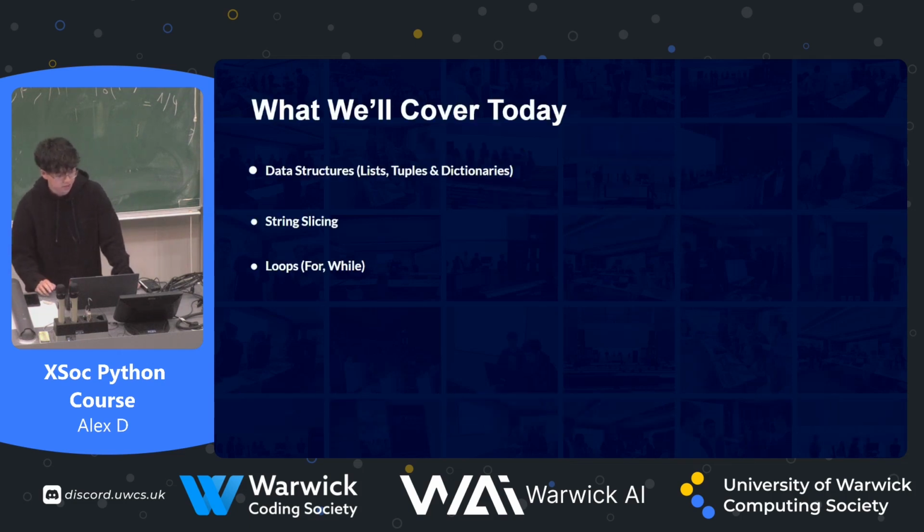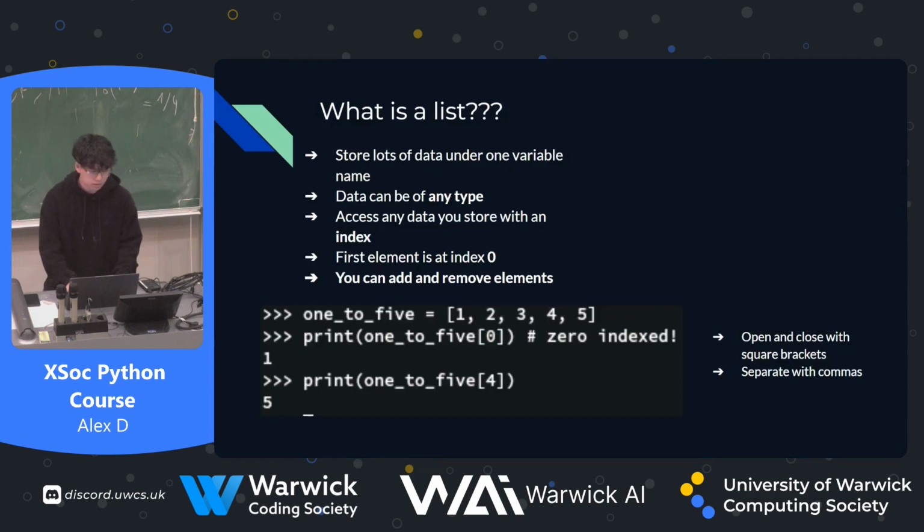So we'll be covering data structures today. That includes lists, tuples, and dictionaries and how they differ. We'll be covering string slicing as well as list splicing, which are ways to manipulate these data structures, which we'll go into in a little bit more detail later on. As well as that, we'll cover some loops. That'll just be your standard for and while loops. So yeah, we'll just jump straight into it.